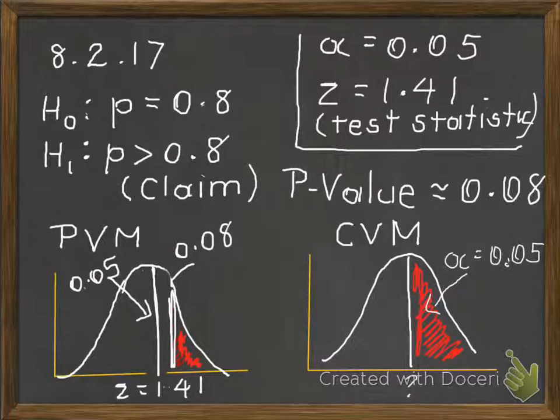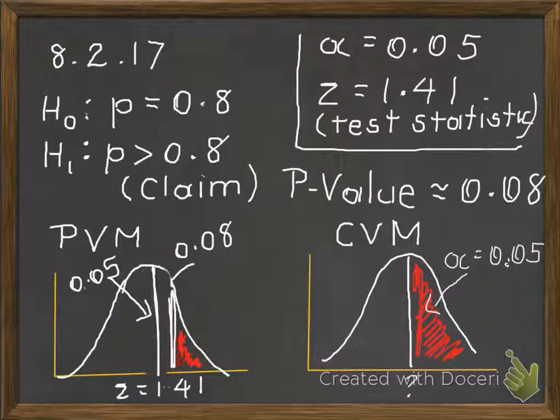In the previous video, we found the p-value to be approximately 0.08. This is the probability of getting a sample proportion that's at least as extreme as our test statistic, which is z equals 1.41. So the p-value of 0.08 is the probability of getting a sample proportion at least as extreme as our test statistic.